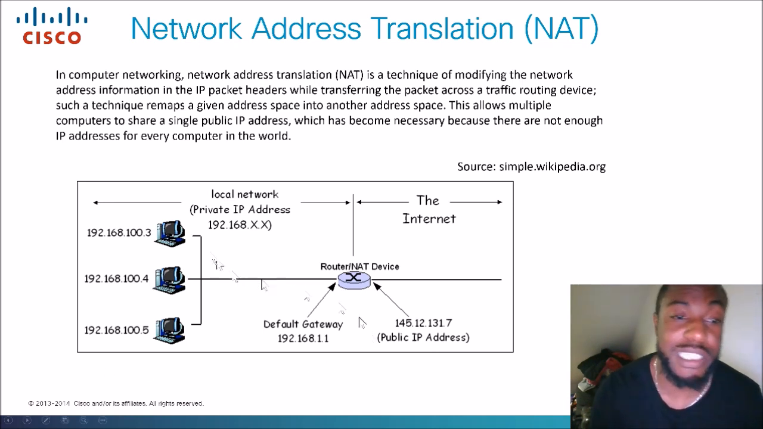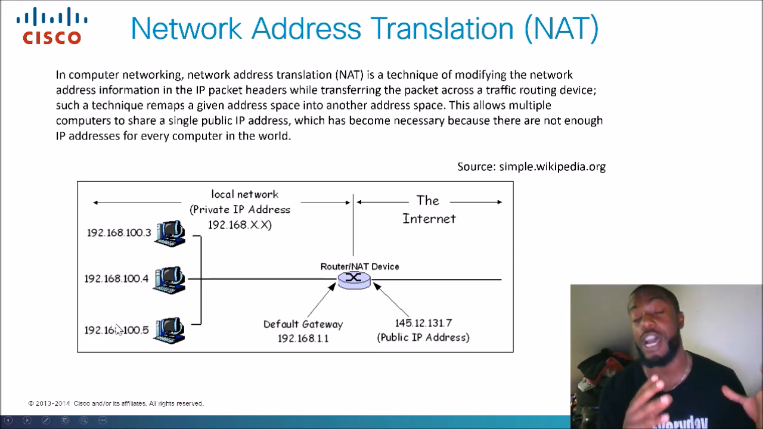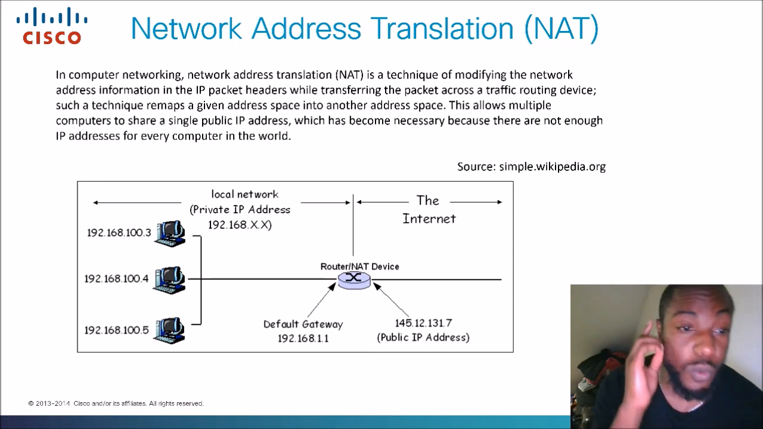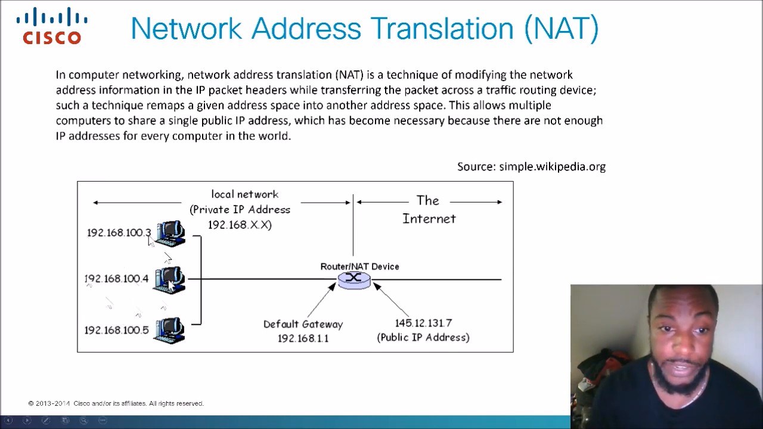You look at this topology right here. We've got this computer that has 192.168.100.1. He's 100.4, 100.5, and if we have more, so on and so forth. But notice they all start with 192.168, right? This is a private IP address range. So this is the local area network. Their default gateway is 192.168.1.1, but when they leave out to the internet, they are all going to be using this public IP address, 145.12.131.7.